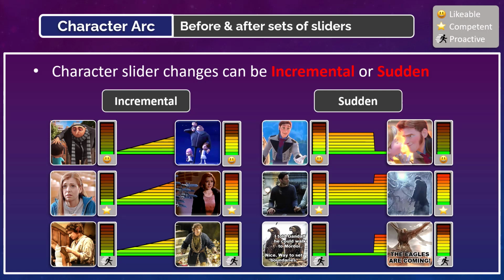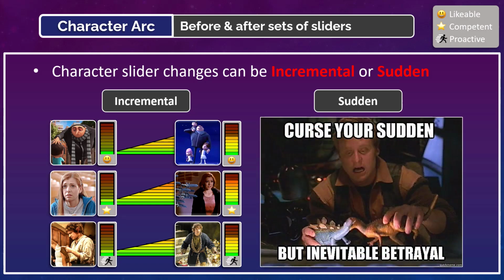The best sudden character transformations manage to be exciting while also feeling inevitable in retrospect. This is done by weaving subtle foreshadowing leading up to the moment of transformation so that the reveal feels like it's paying off promises that were made earlier in the story.